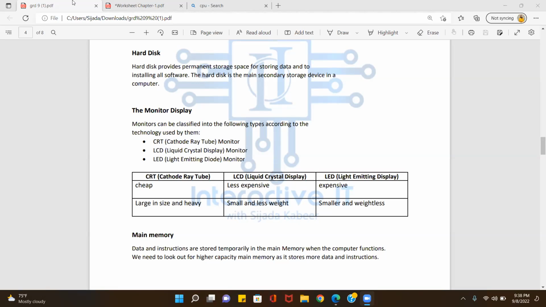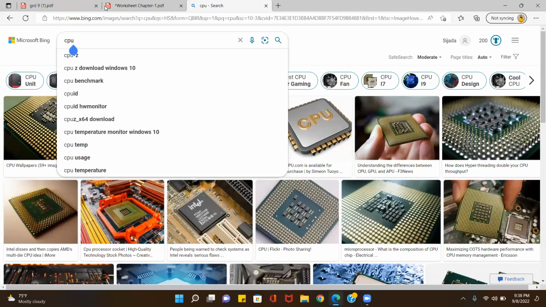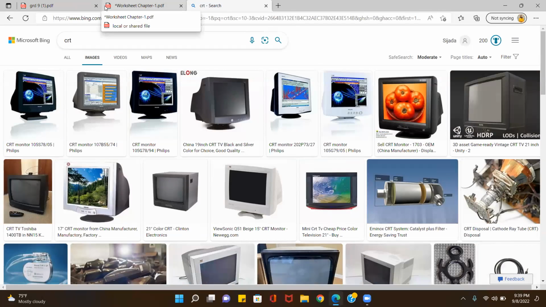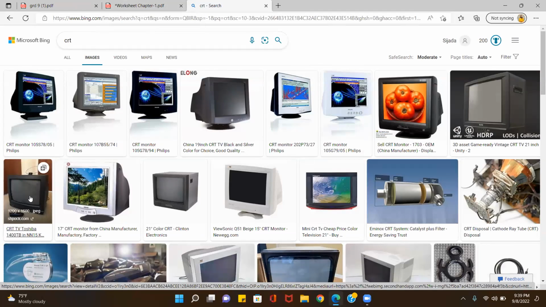Now, when I was your age, I was using CRT. What is CRT? Any idea? If you have grandparents, you might have seen this big TV in your home. This is called a CRT. Most of you who have grandparents can find this in your grandparents' room. So this was the initial. When I was your age, I was using this monitor, called a CRT monitor. It's very cheap, but consumes a lot of electricity.